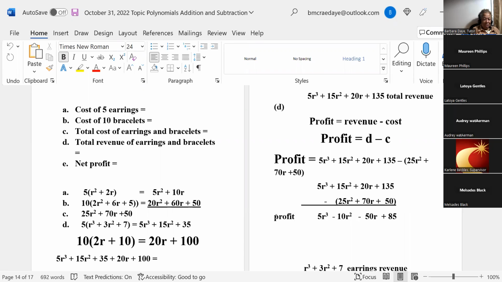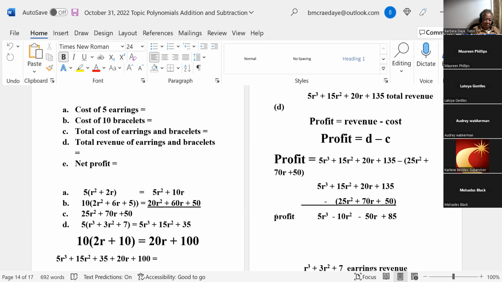I thought this was interesting. I made this one up because I wanted to see if you could do the steps: knowing the cost of an earring, what's the cost of 5 of them? What's the cost of 10 bracelets? And then the total, add the two together. And then I gave you the revenue for each one, for the earrings and the bracelets.